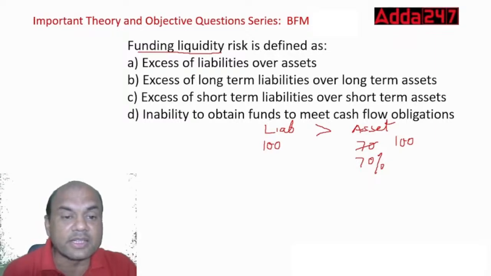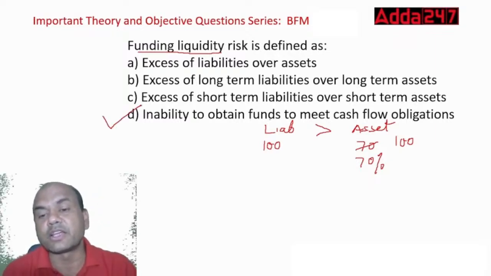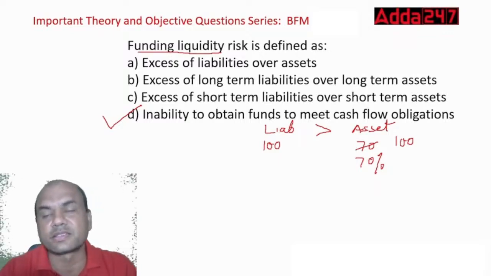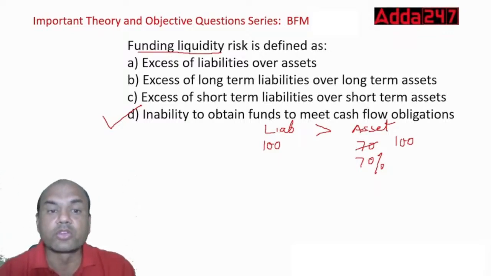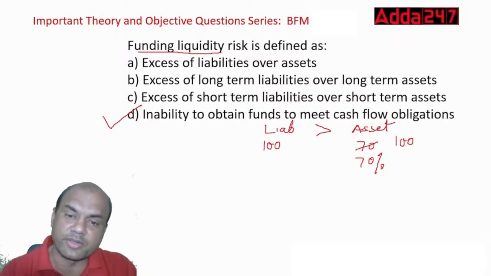So the correct answer is inability to obtain funds to meet the cash flow obligations. That is the correct answer. So funding liquidity risk is defined as inability to obtain funds to meet the cash flow obligations.